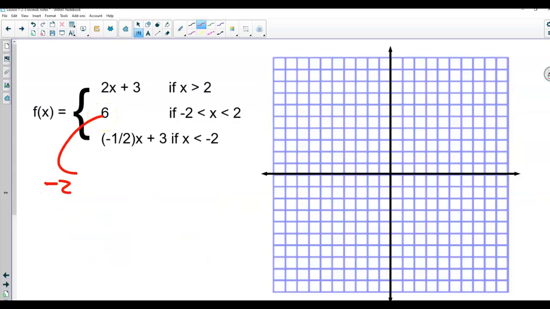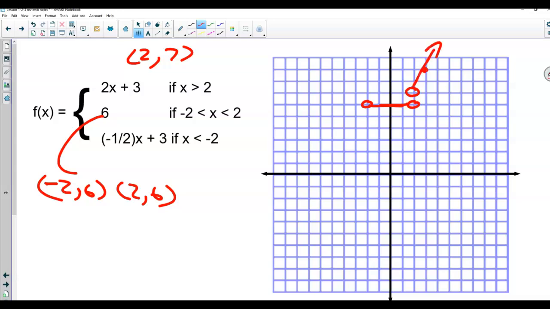The middle is simply negative 2, 6, and 2, 6. And since I have no less than or equals there, everything's an open dot. Negative 2, 1, 2, 3, 4, 5, 6. Open dot. 2, 6, open dot, and there's the line. We should love it when there's a line like that there. The top one, 2 times 2 is 4. 4 plus 3 is 7. So I'm at 2, 7, open dot, and I'm going up 2, right 1, a positive slope.